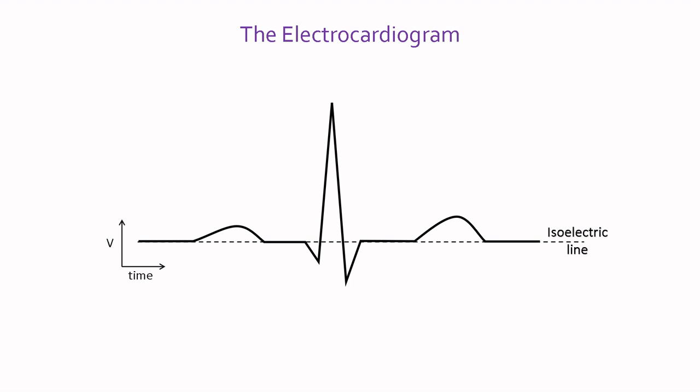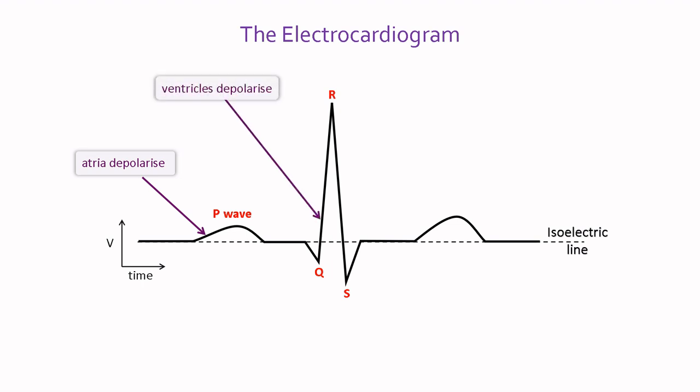The first bump in the trace is called the P wave. It detects depolarization of the atrial muscle as action potentials arrive from the sinoatrial node. It is followed, after a delay of about 100 milliseconds, by the QRS complex. This part of the trace detects depolarization of the ventricular muscle. The QRS complex is larger than the P wave because the ventricles have a greater mass than the atria, with many more muscle cells contributing to the signal.